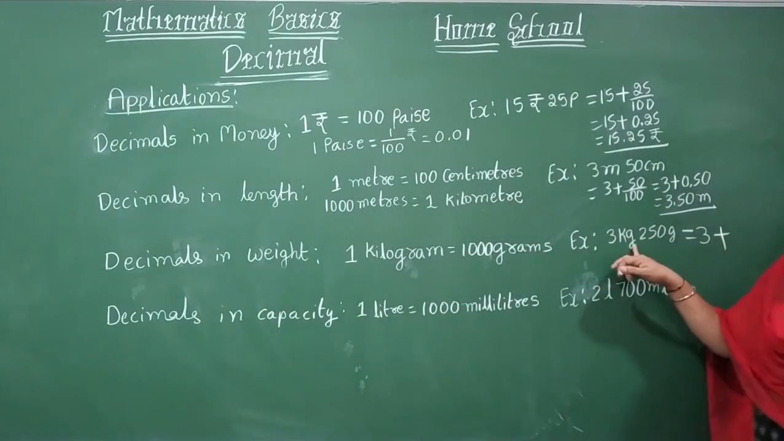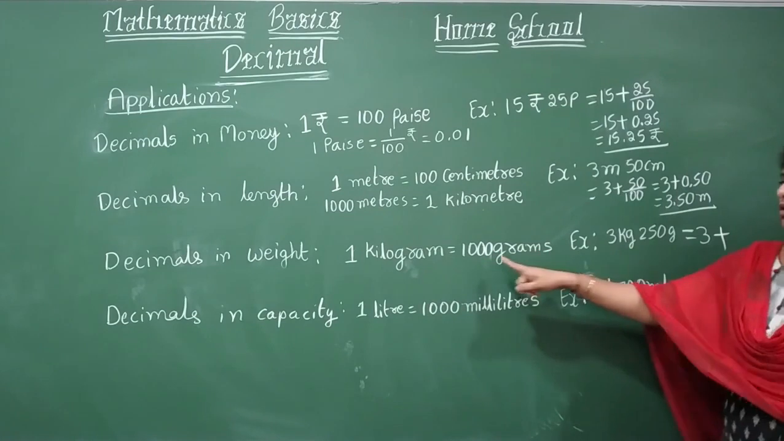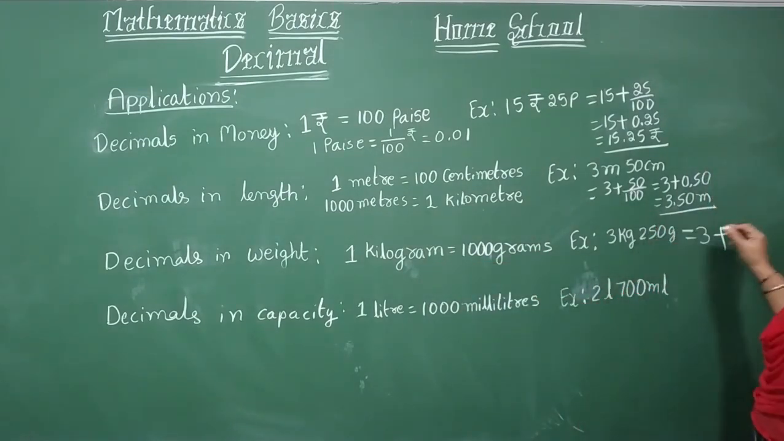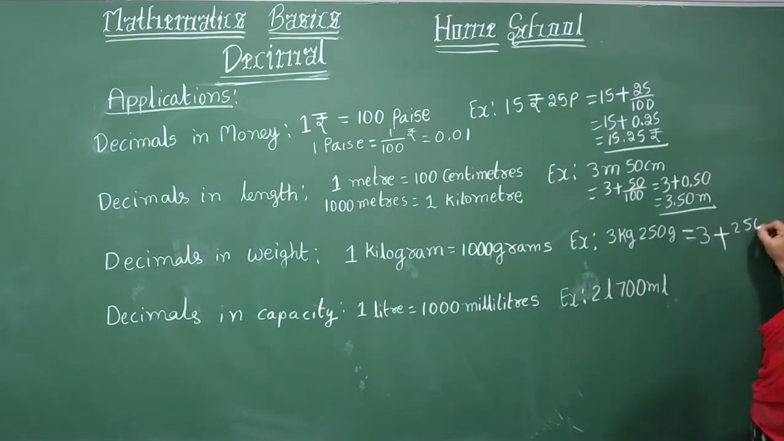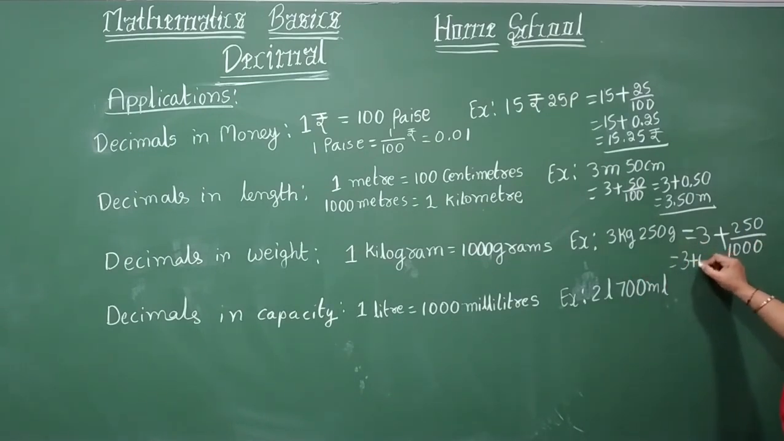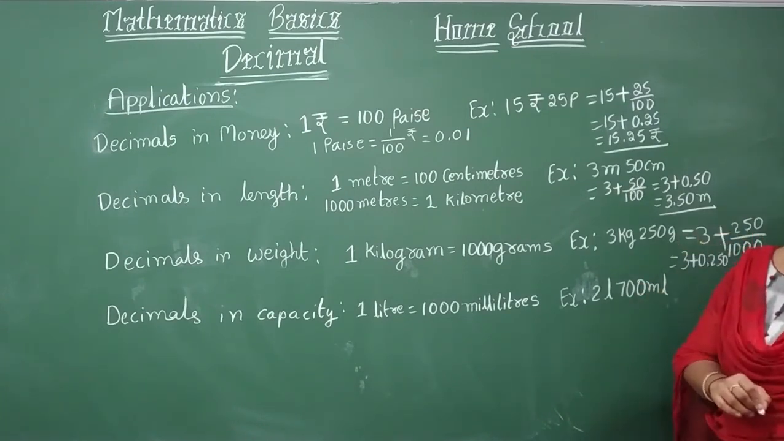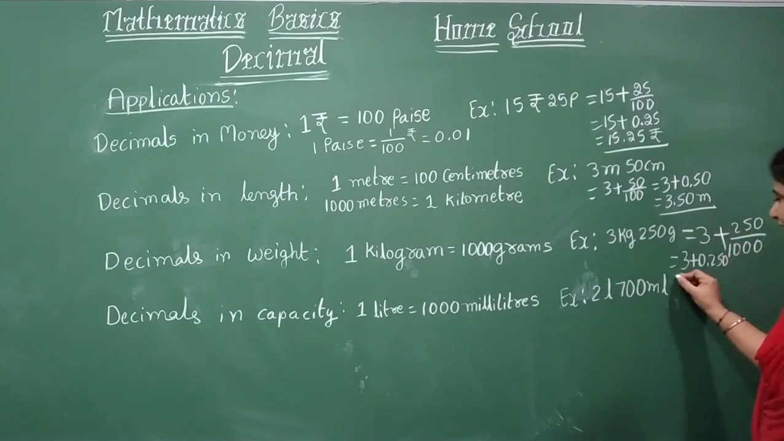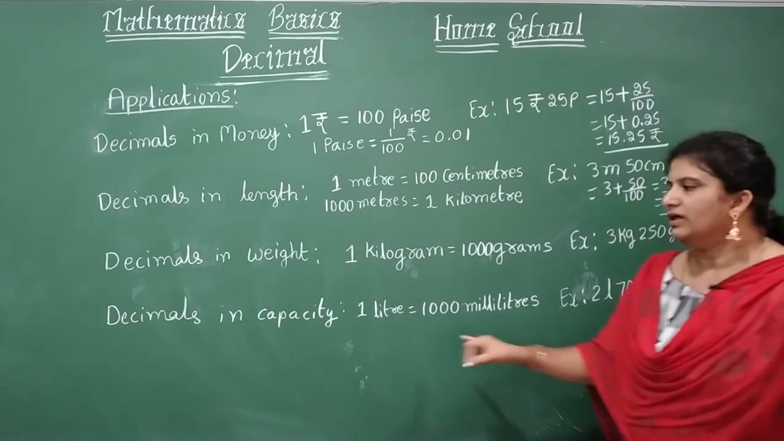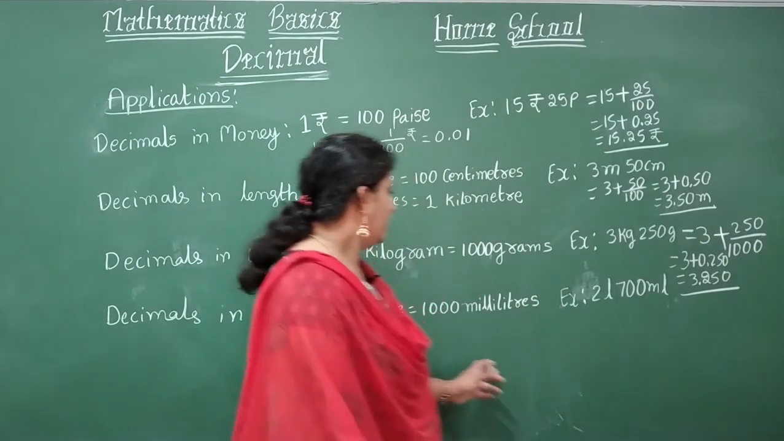Look here, 3 kg 250 grams. 1 gram is equal to 1 by 1000 kg. So this one is 3 plus 250 by 1000. Look here children, how do you convert this into decimal? 3 plus 0.250. After 3 decimals, you need to put a decimal point. Then add this, it will be 3.250. That is your answer.